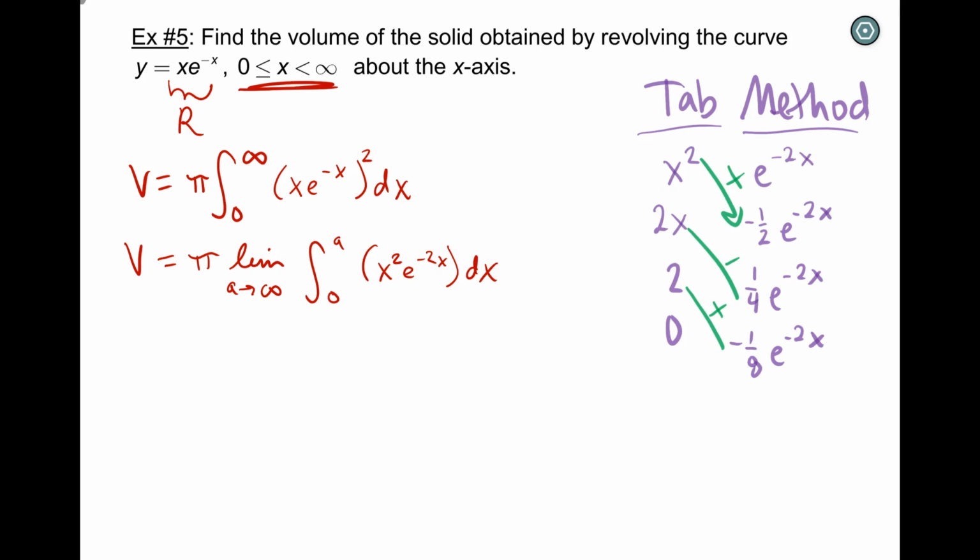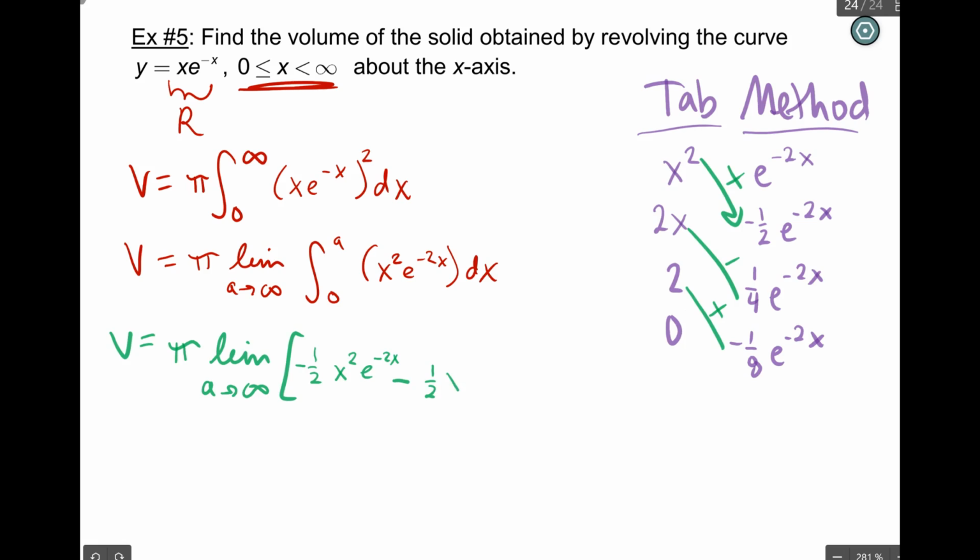Okay, now that we found the integral, let's write it out. Volume is equal to pi times the limit. The pi constant can be before or after the limit. Limit as a approaches infinity of negative 1/2 x squared e to negative 2x, minus 1/2 x e to negative 2x, minus 1/4 e to the negative 2x, from 0 to a.